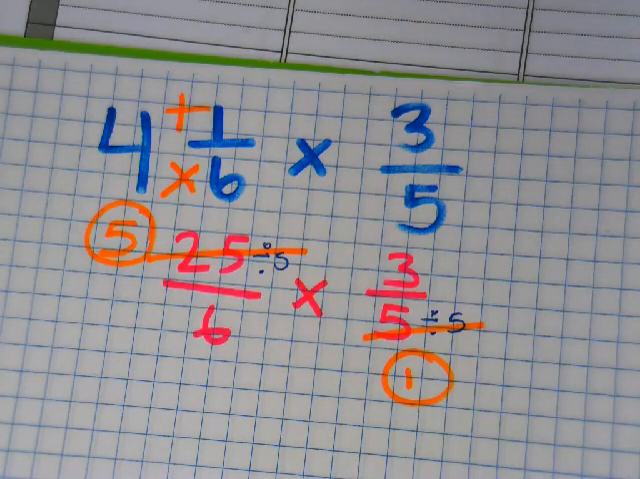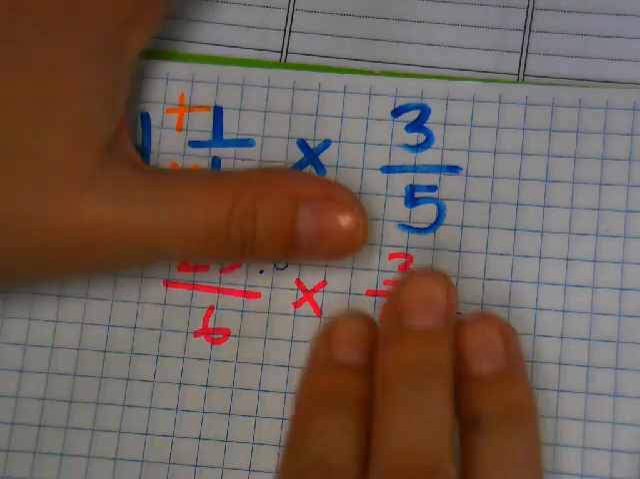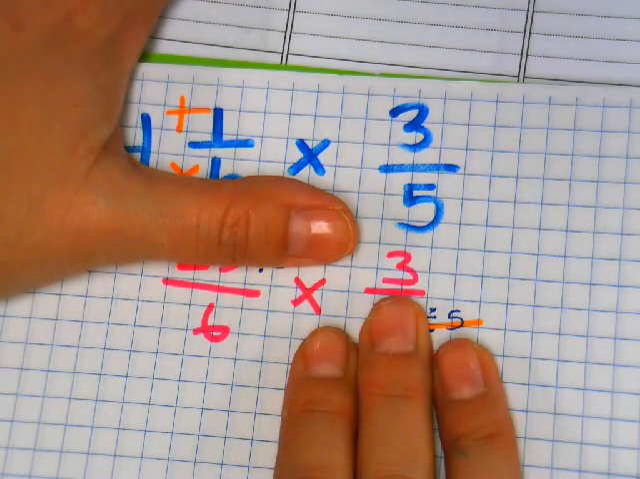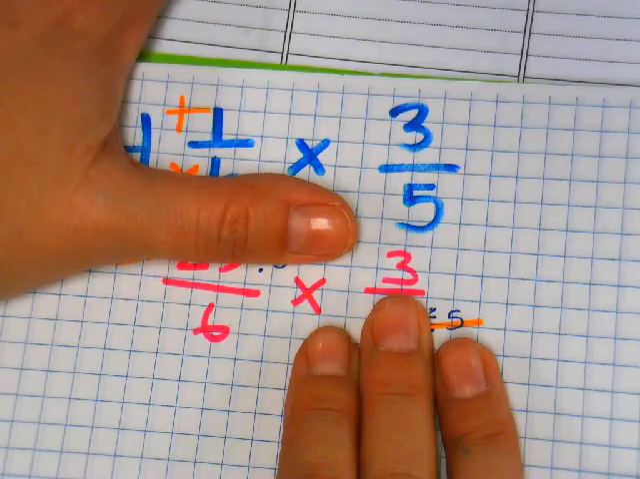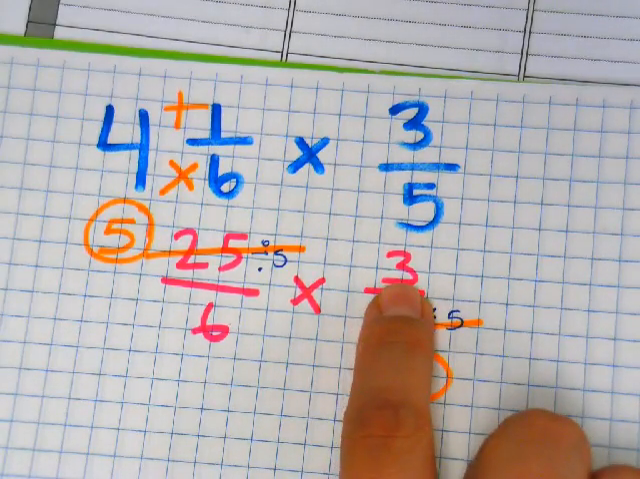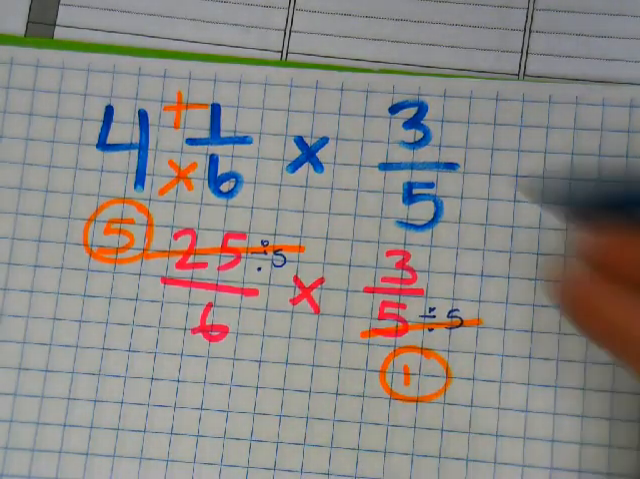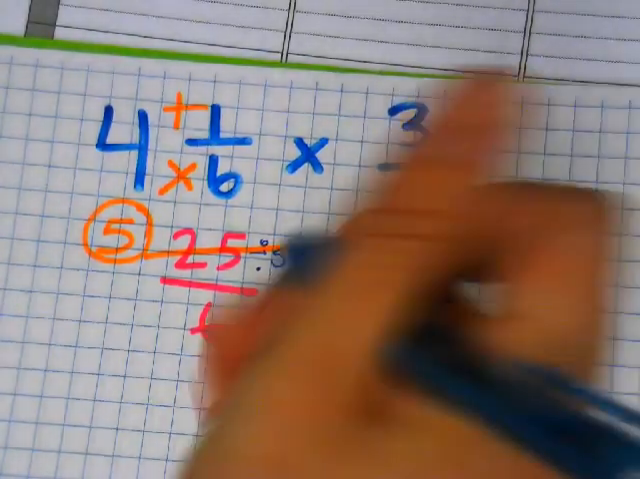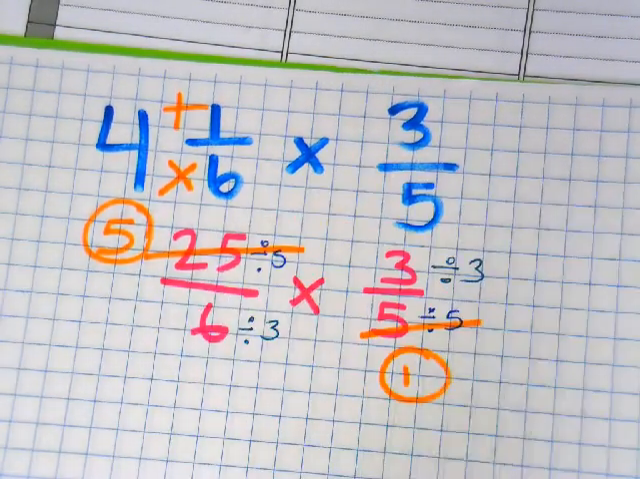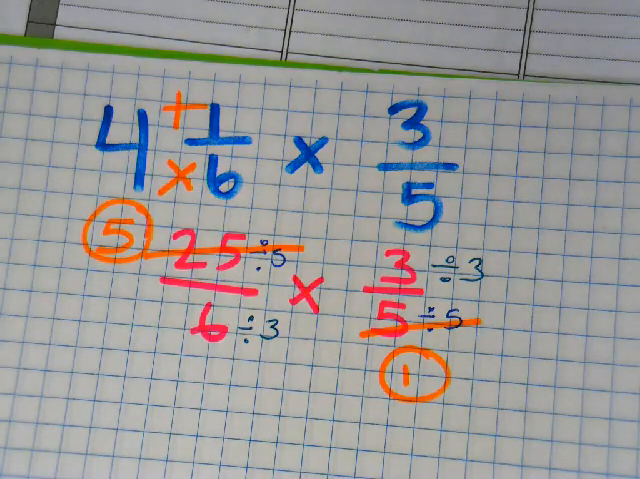All right, check your other corner. 3 and 6. What can I divide 3 and 6 by? 3. I can't divide 3 by 2. So I get to divide this by 3 and this by 3. Drink some water. You divide it out.